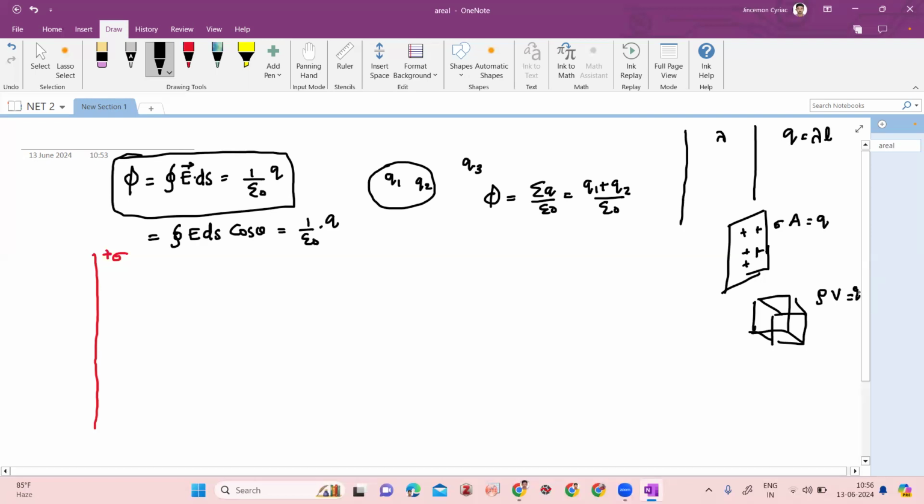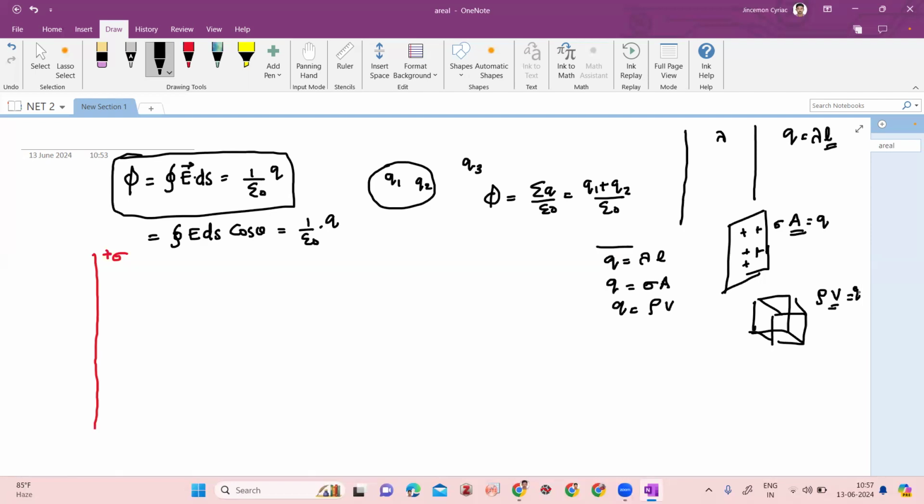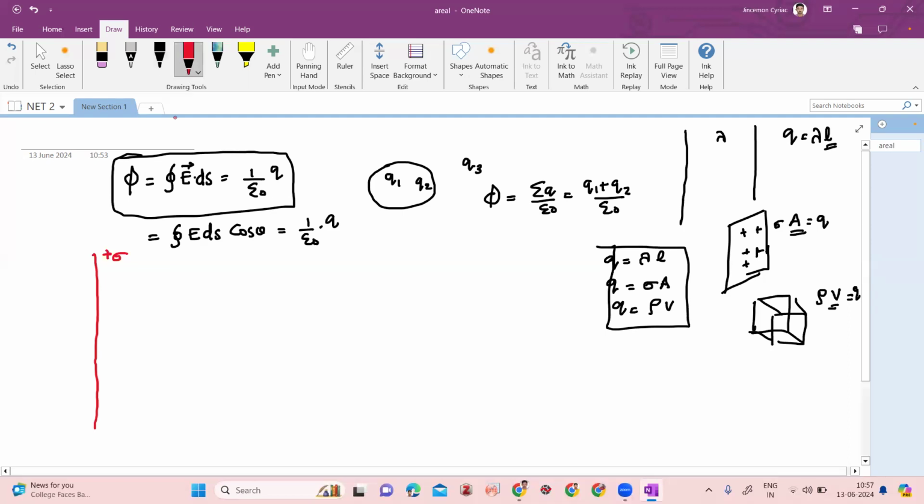So here if we know the charge density, we can write Q as the charge density into the line, area or volume. So Q is equal to lambda into L, Q is equal to sigma into A, Q is equal to rho into V. Here let's consider plus sigma is the charge density of one plane and minus sigma is the charge density of the other sheet.